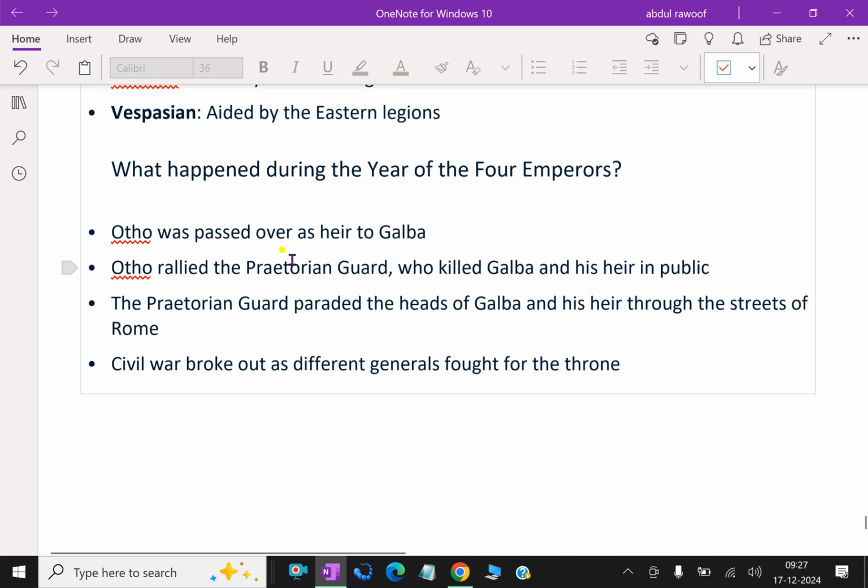Otho was passed over as heir to Galba. Otho rallied the Praetorian Guard, who killed Galba and his heir in public. The Praetorian Guard paraded the heads of Galba and his heir through the streets of Rome. Civil war broke out as different generals fought for the throne.